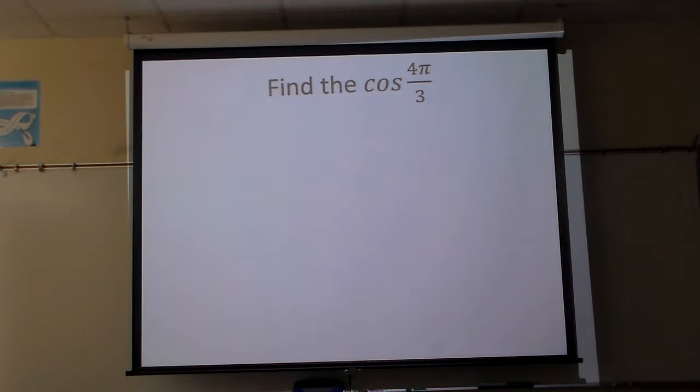Okay, I want to find the cosine of 4 pi over 3. Whoa! Now wait a second. Let's think about this. This is the way the book goes about doing this. First thing it says, it kind of draws a picture. That kind of helps because now I know I'm in quadrant 3.